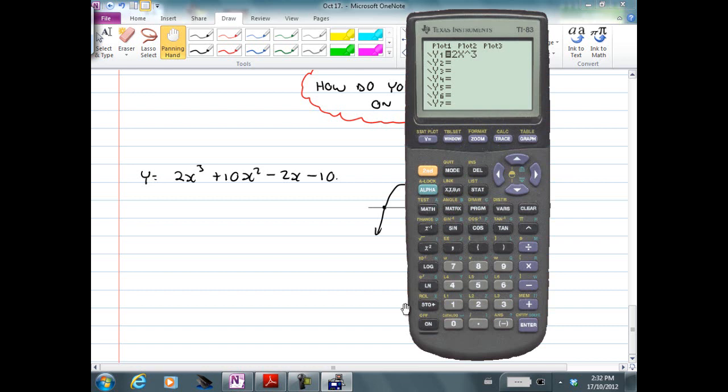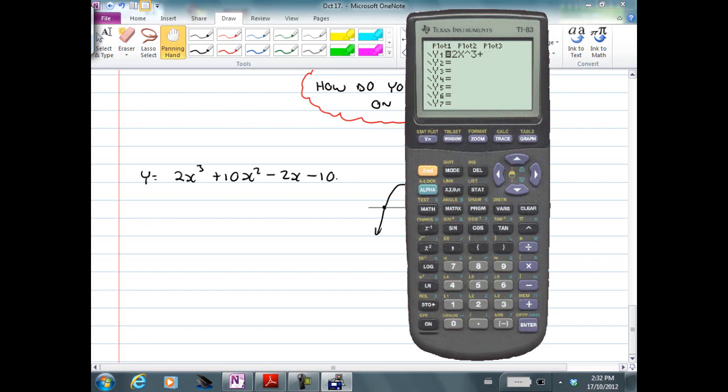Okay, then you go plus. Then you do the next term. Yes, the whole thing goes on the first line. This hat is the caret key right here, underneath the clear key.